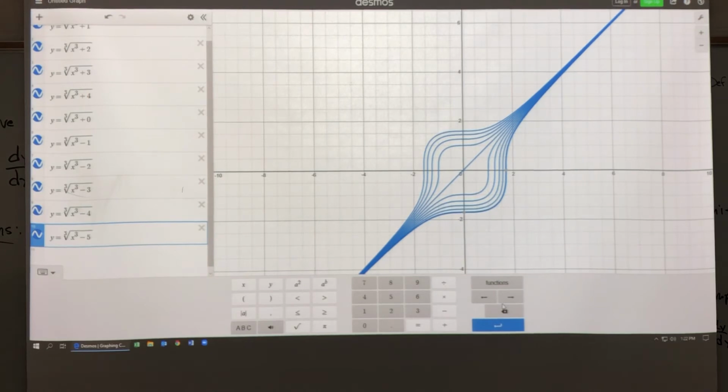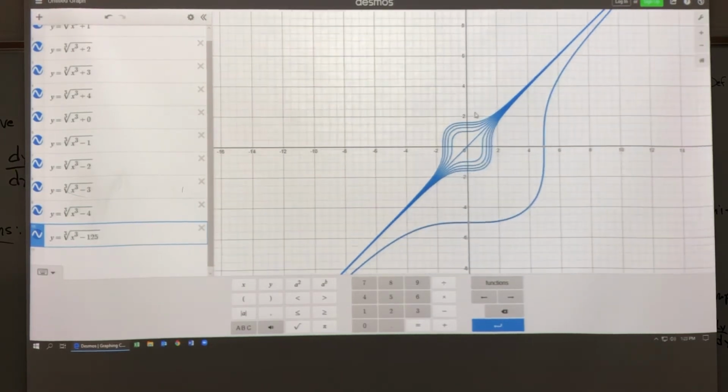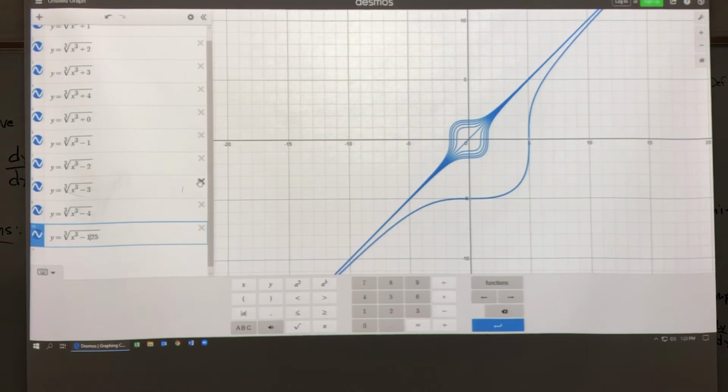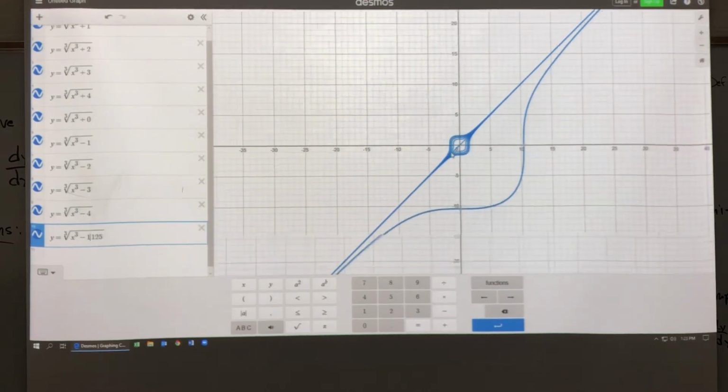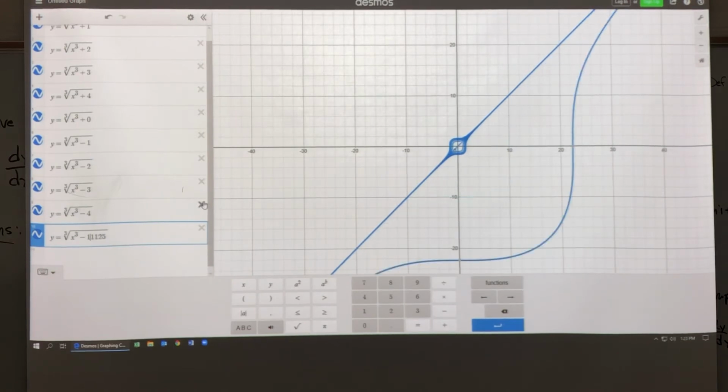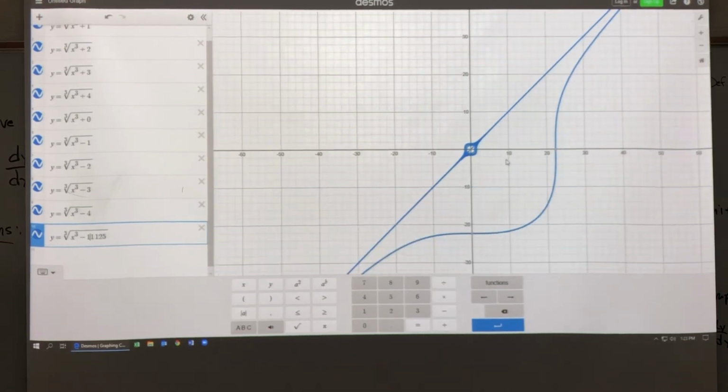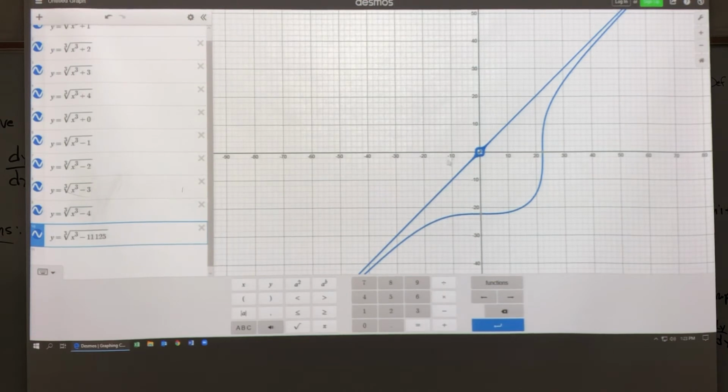Let's just throw a larger number in here. 15, 25, 125, let's zoom out for a second. So it looks like I can make this stretch out as far as I want by just making that constant larger, either positively or negatively. Right now it's 11,125, and it's way out there.